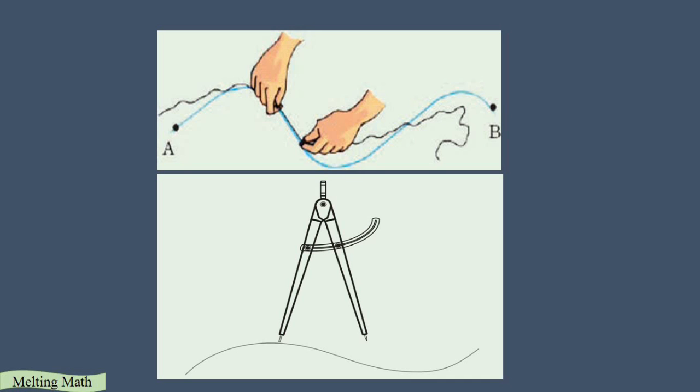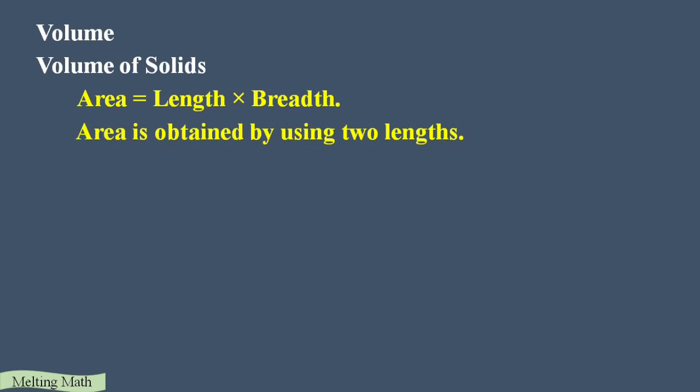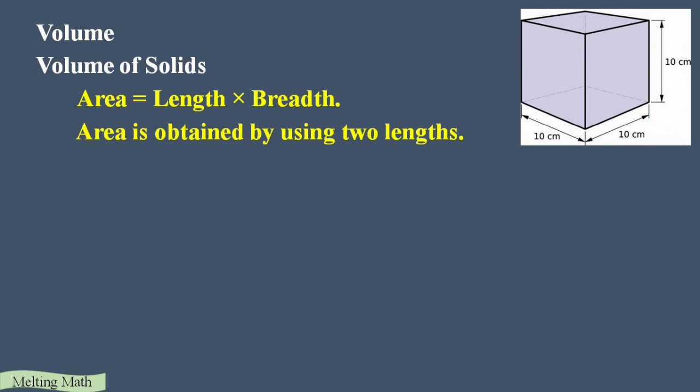Then next is the volume of solid. We have to find the area here. Area is obtained by using two lengths, that is length and breadth. Let's see, here one object is there. Its length, that means height, is 10 centimeter and breadth is 10 centimeter. So the area equals 10 into 10. You can get 100 centimeter square.